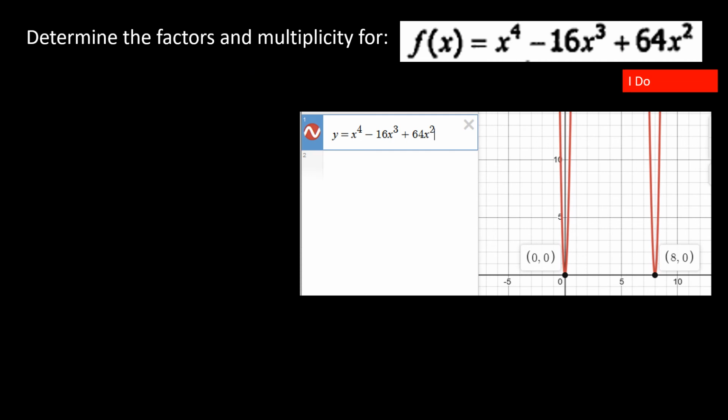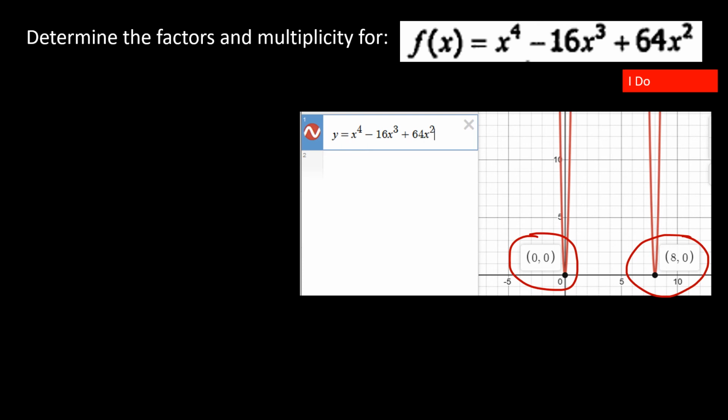So it says determine the factors of multiplicity for f of x equals x to the fourth minus 16x cubed plus 64x squared. This is a timed exam, guys, and you have access to Desmos, so use Desmos. What I did here is I put that equation into Desmos and I identified that I have a zero at 0, 0, and another zero at 8, 0.